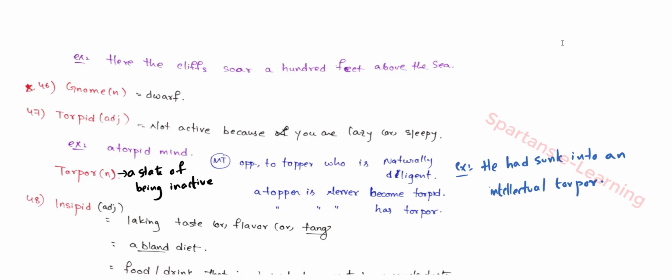This is our third video from Spartans 500 most important words. Our first word here is gnome. Gnome means dwarf. Okay, G is silent here. Gnome is dwarf. Gnome is a noun.